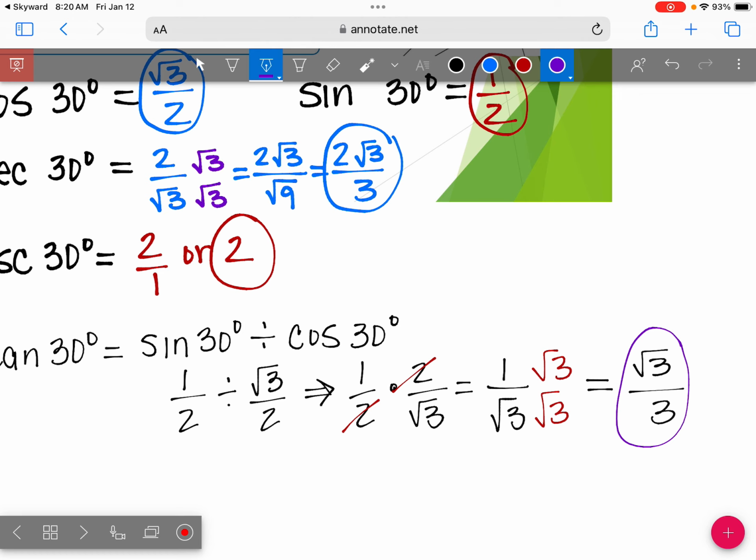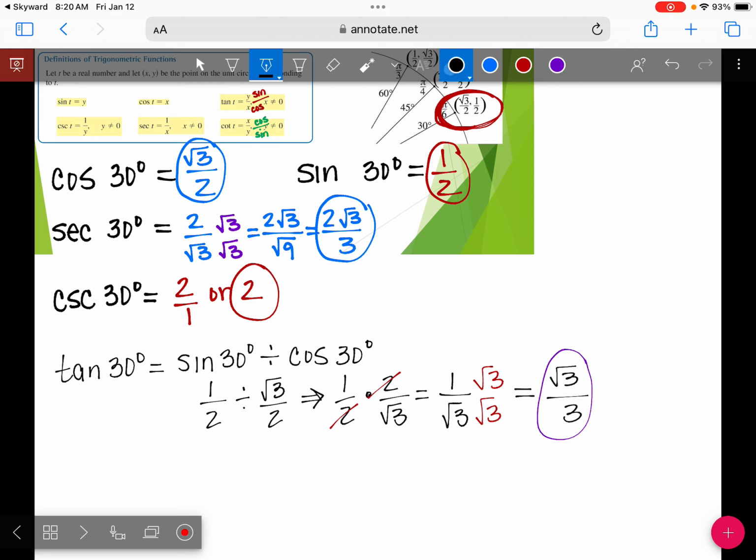Okay, so now our final one, our sixth one, is the cotangent of 30 degrees. And that's going to equal the cosine of 30 divided by the sine of 30.